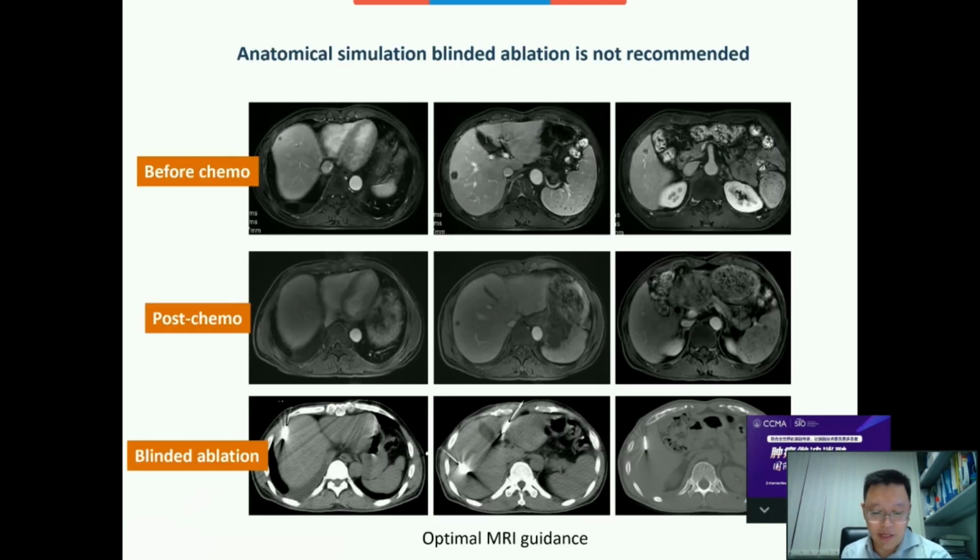Some people will say that if surgery cannot find the lesion, we can simulate ablation through anatomy, but this strategy, the expert group also does not recommend. Small lesions that can be seen on MRI, if possible, can be treated under MRI guidance.